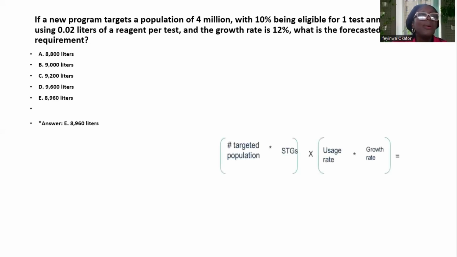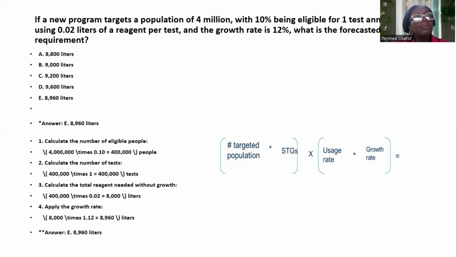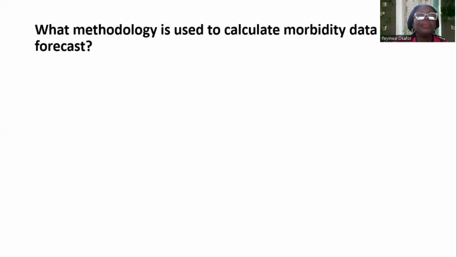And our answer is E, 8,960 liters. Okay, and remember our formula: targeted population times the standard treatment guidelines times the usage rate multiplied by growth factor gives you the forecasted quantity. There goes the calculation. If you put in the values as you should in the formula, you should be able to arrive at our answer, which is E, 8,960 liters.